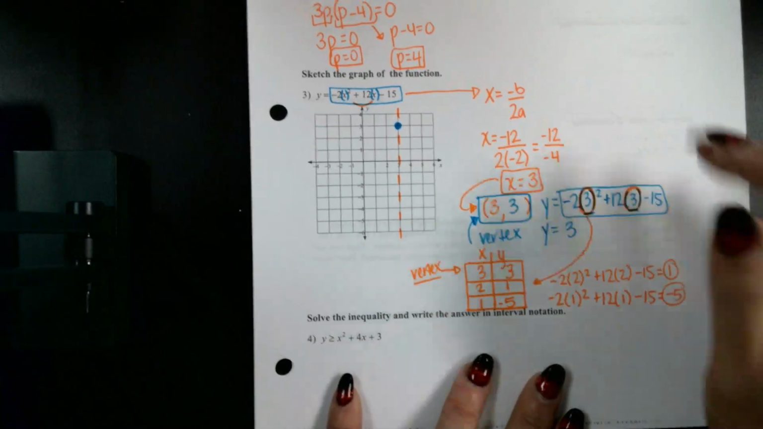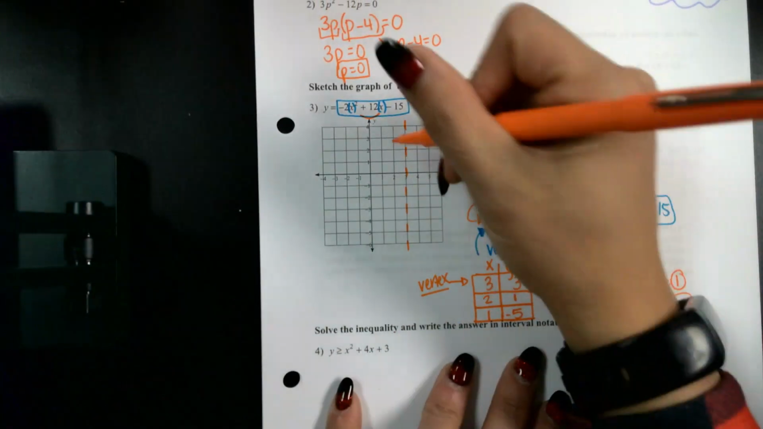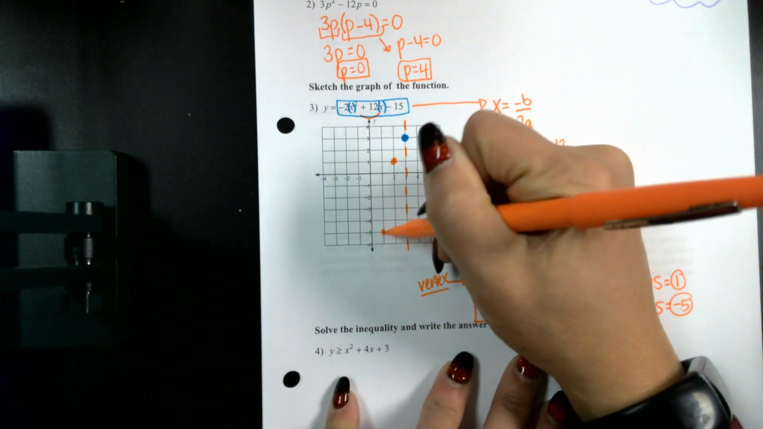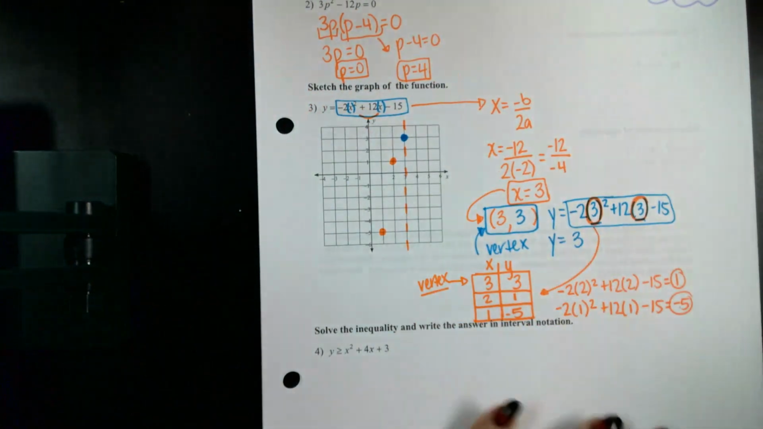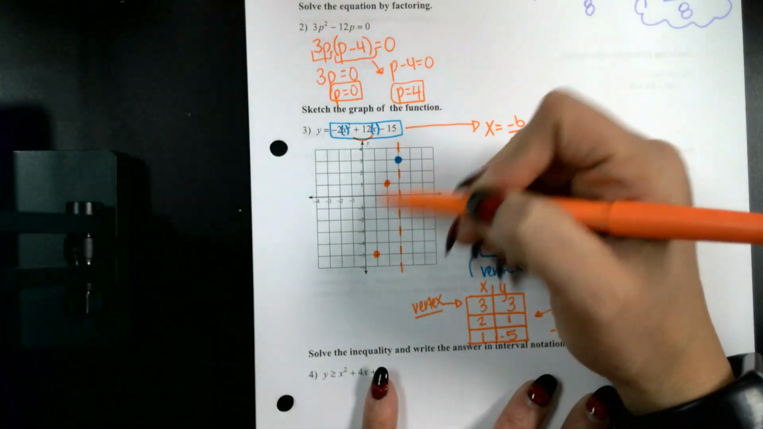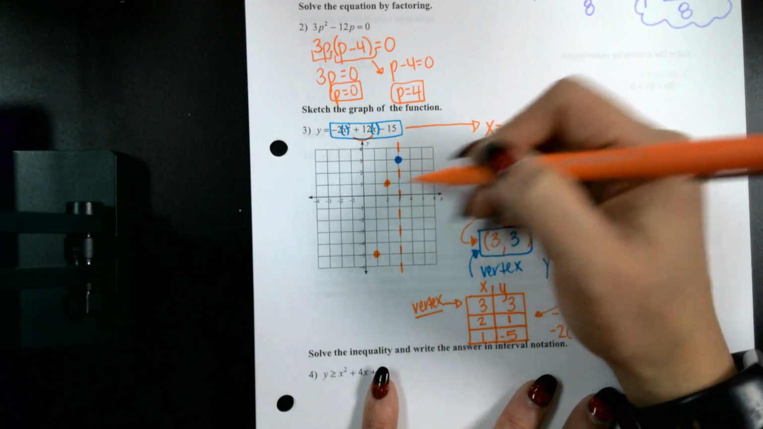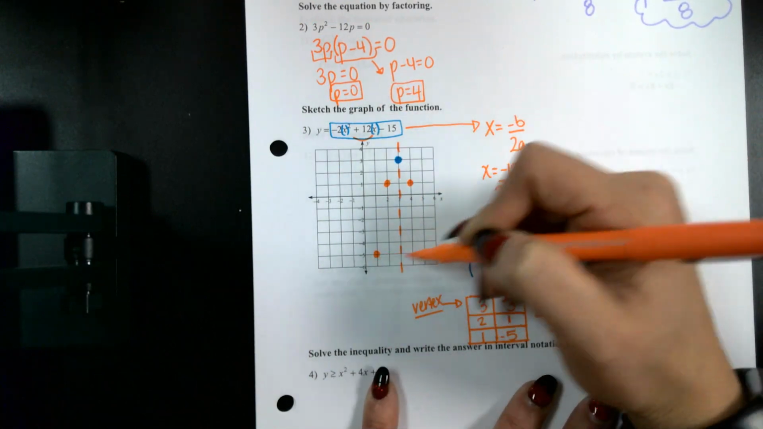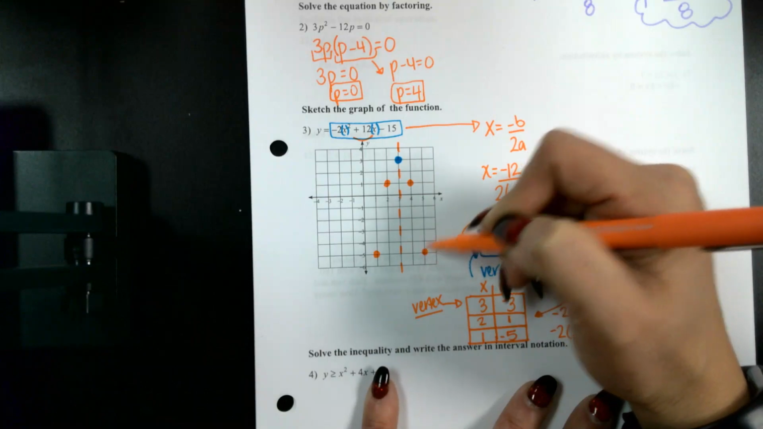Okay, so then we're going to plot those points. You're going to plot 2 comma 1 and 1 comma -5. So if you guys look up at the board, you've got the left side of your parabola right here. We just need to mirror these across the axis of symmetry. So I'm going to put this one at 4, 1, and then this one would be at 5, -5.